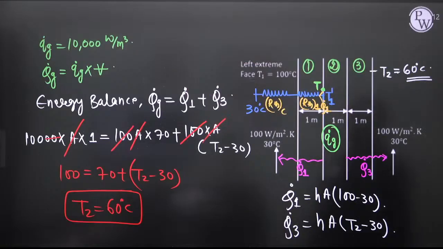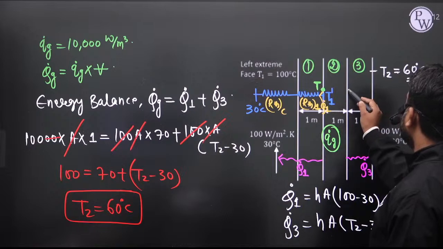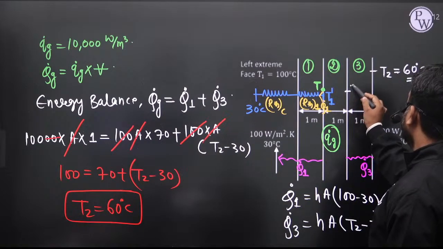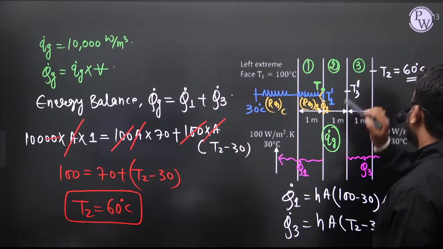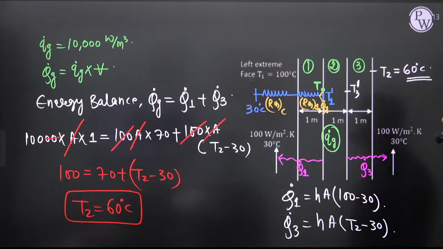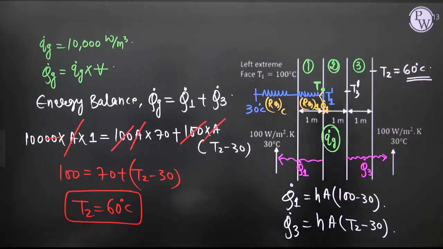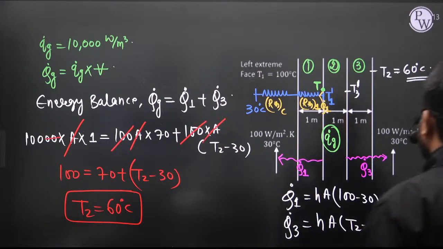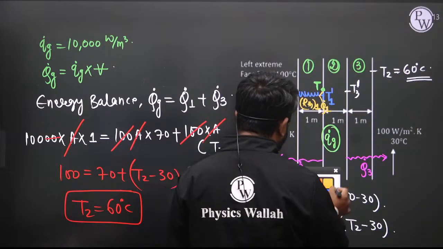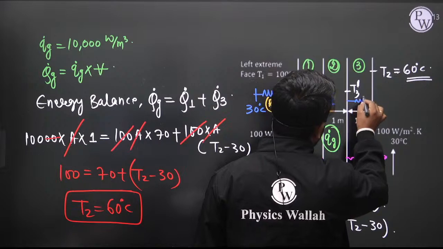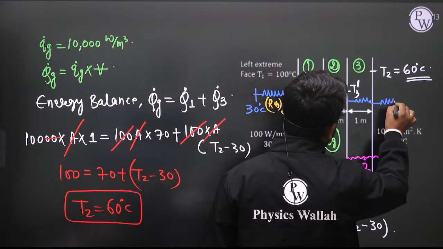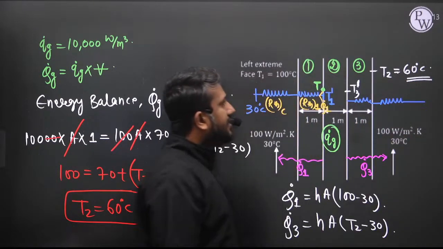Similarly, if someone asks you to find out the temperature here, let us consider this is T3 dash. Are you able to find out this T3 dash? Again, draw the thermal circuit. So this is the conduction resistance of wall 3, and this is the convection resistance.